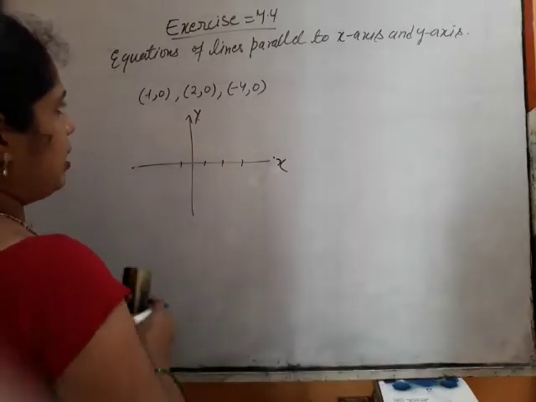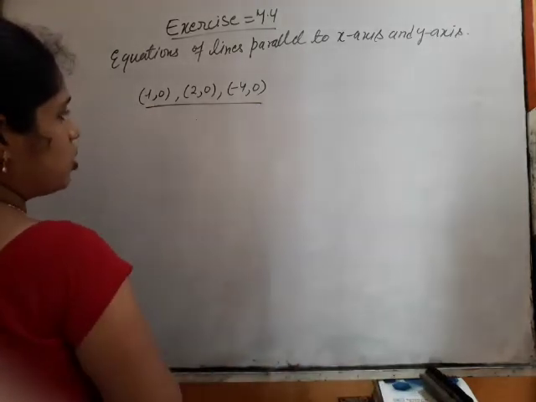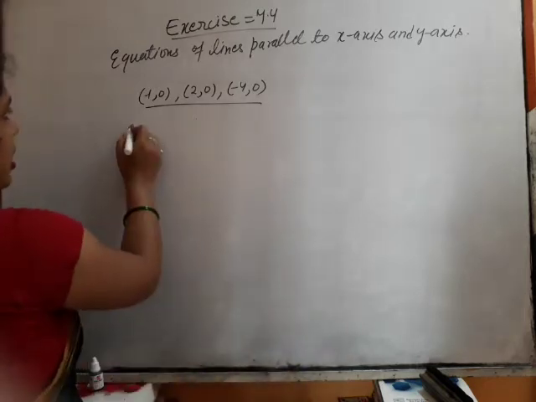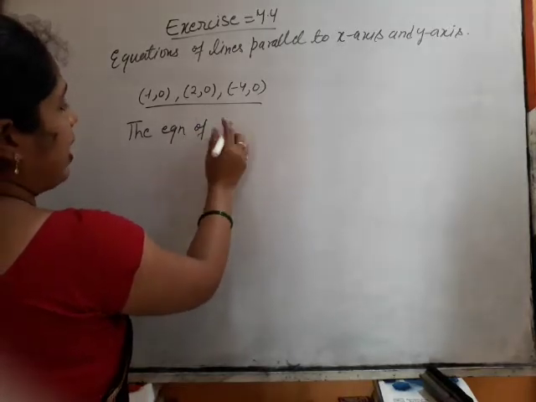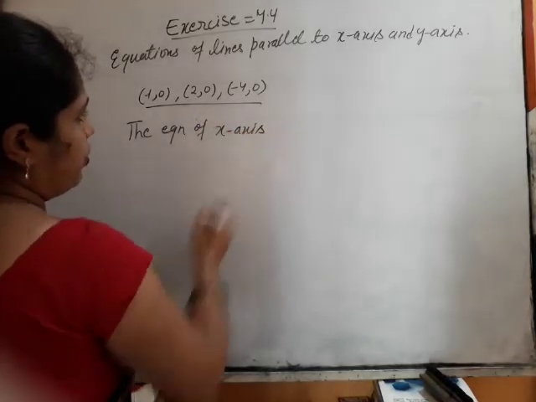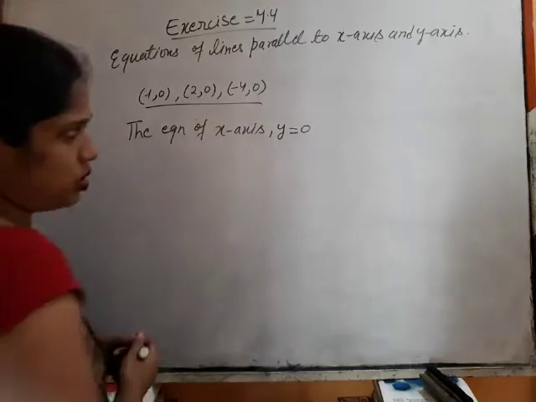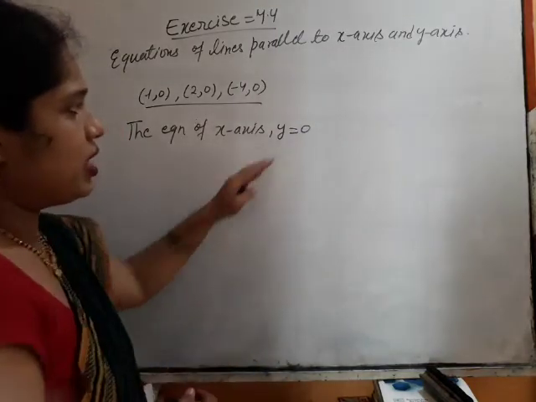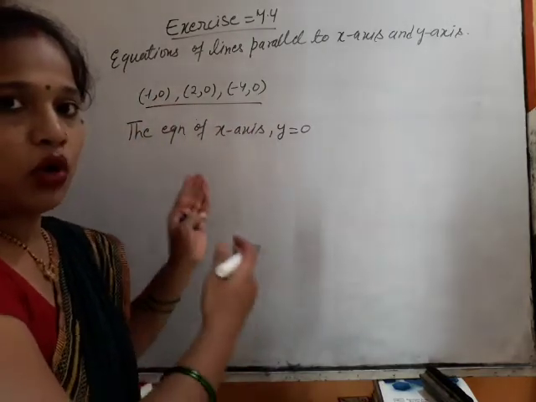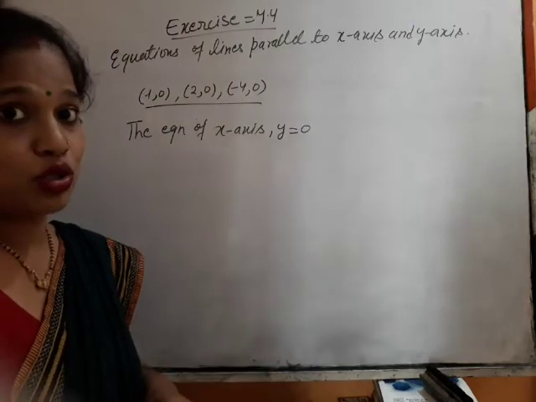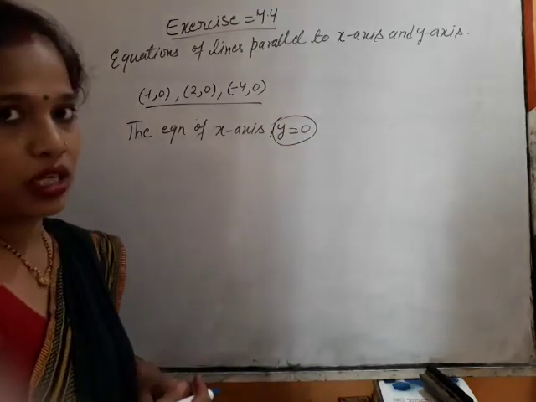So I want to say that for these coordinates, the equation of the x-axis is y equals 0. That means when y is 0, all the y coordinates are 0, and we get all the values on the x-axis. So for the x-axis, the equation is y equals 0.